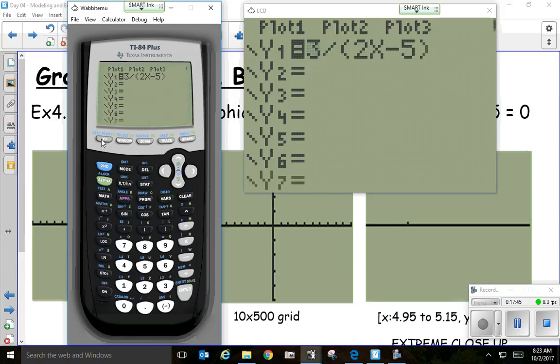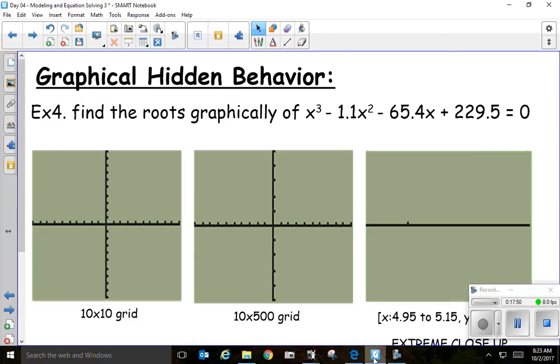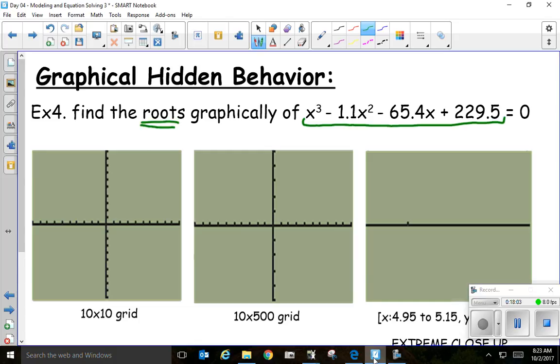So why don't you guys graph this function here. Now be careful. Most mistakes are made simply by typing it into the calculator. And when I ask you to find the roots, what am I really asking you for when you graph it? The zeros, which are also the solutions, which are also the x-intercept, where it touches the x-axis. So on our 10 by 10 grid, I want you to tell me how many zeros we have.